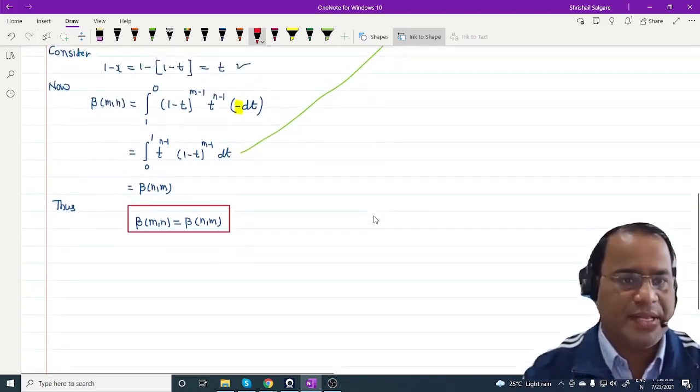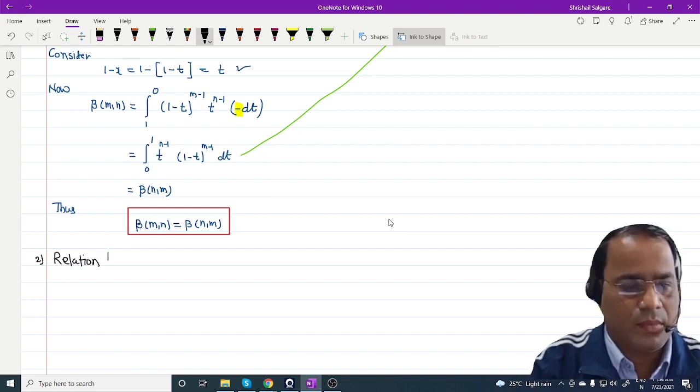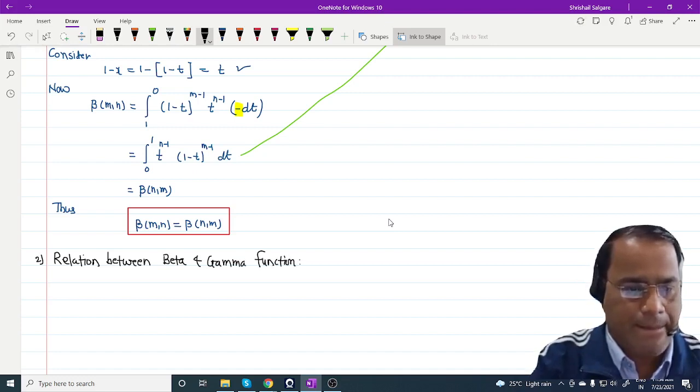Now the second property is a relation between beta and gamma function. To prove this result, first I will write the property: beta of m,n can be written in terms of gamma as gamma m into gamma n divided by gamma of m plus n.